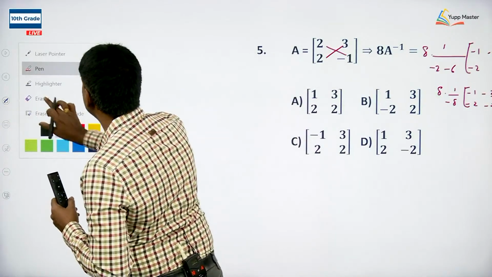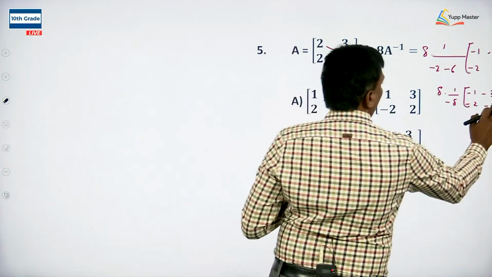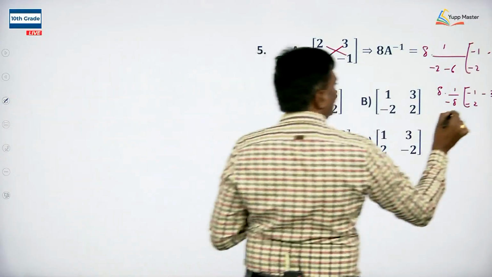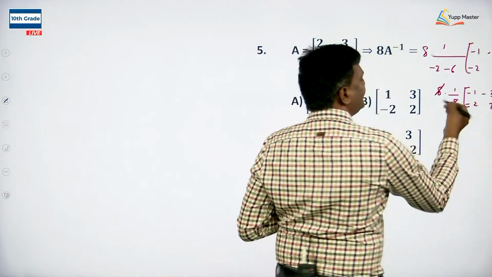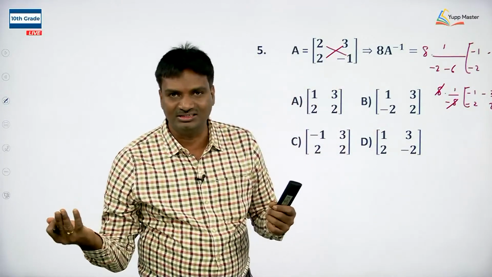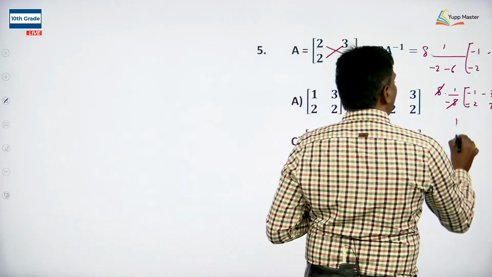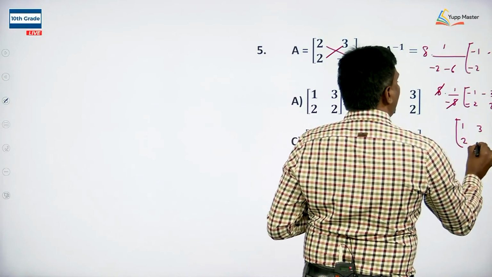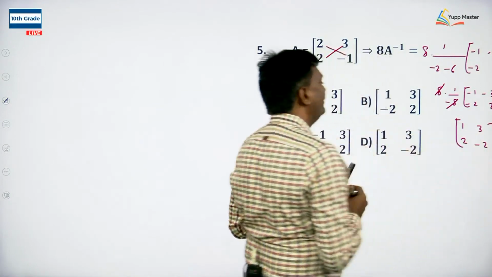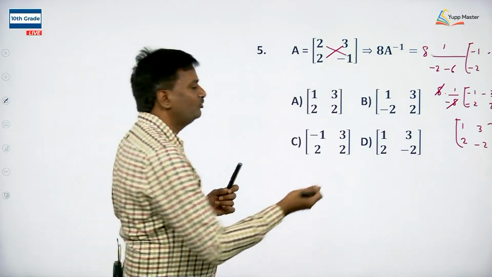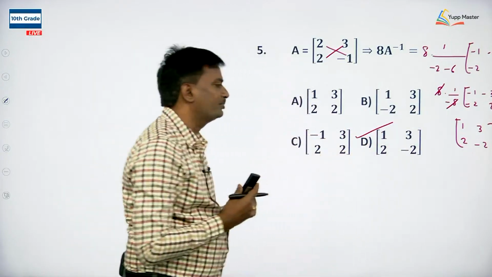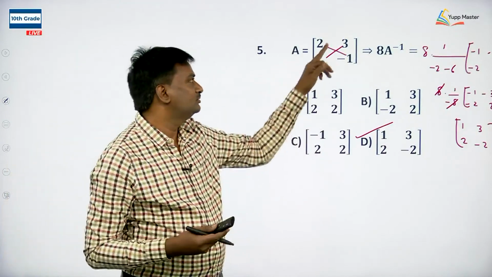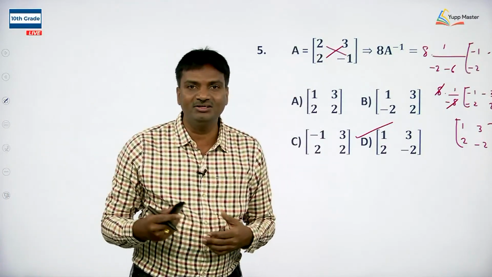So here we have 2, where 8 gets cancelled, we have 1 by minus 1, that is nothing but minus 1 only. So if you multiply each element by minus 1, we get 1, 3, 2, minus 2. By observing the options, that is option D: 1, 3, 2, minus 2. Now, if A equals 2, 3, 2, minus 1, find 8 into A inverse.